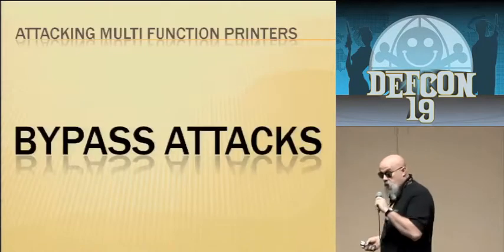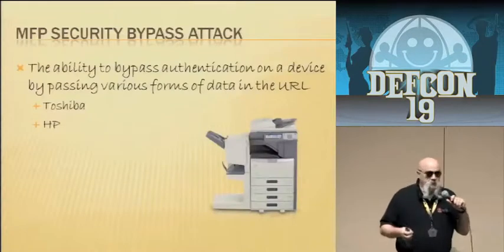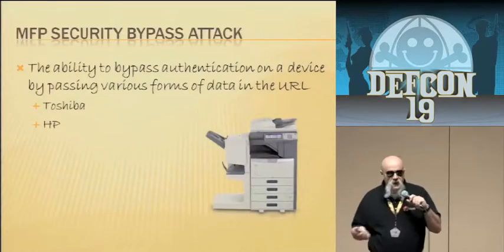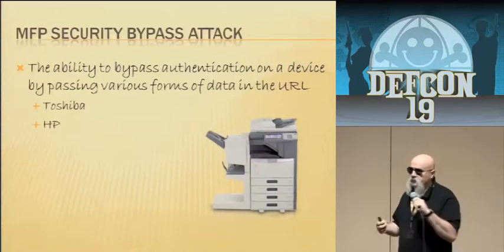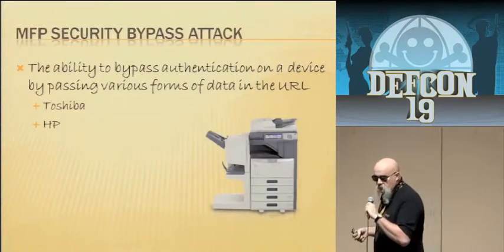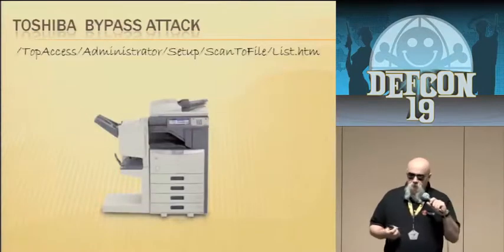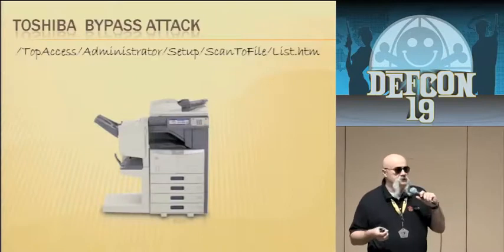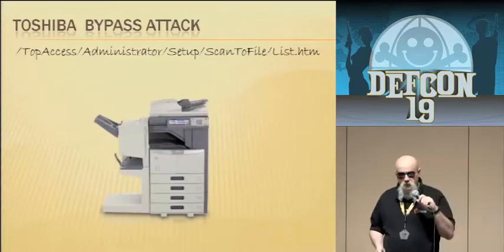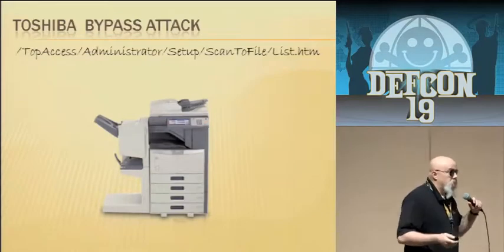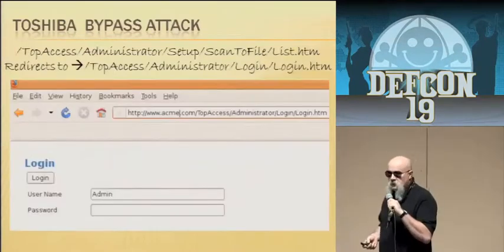So the first one I want to talk about is the bypass attack. This is the ability to bypass the authentication on a device by passing various forms of data in the actual URL. We have two examples we're going to show today, and that's the Toshiba and an HP. On the Toshiba, if you look at this URL, this would give us access to the scan file configuration page on that printer. If you enter this URL in, the Toshiba is going to redirect you to a logon page.